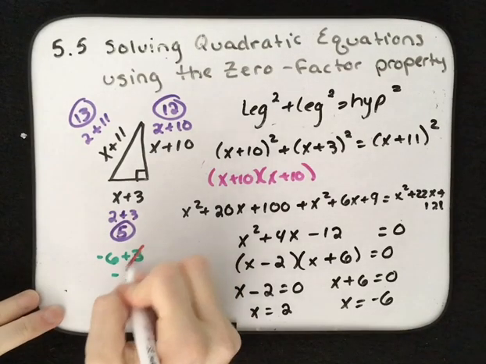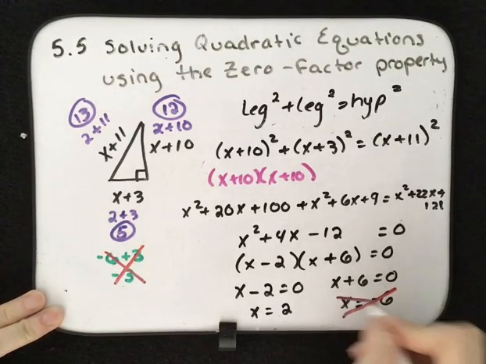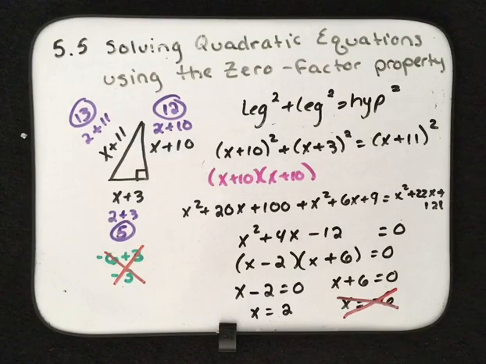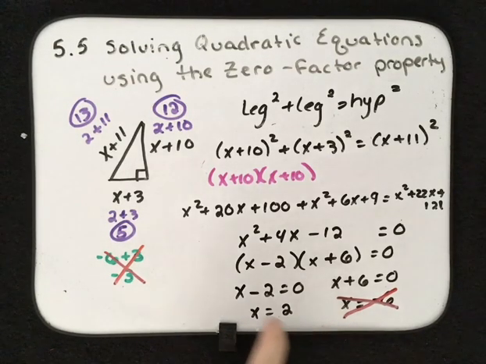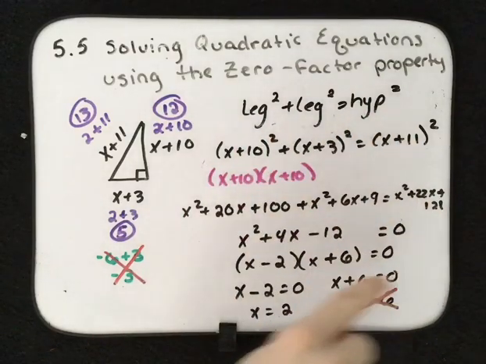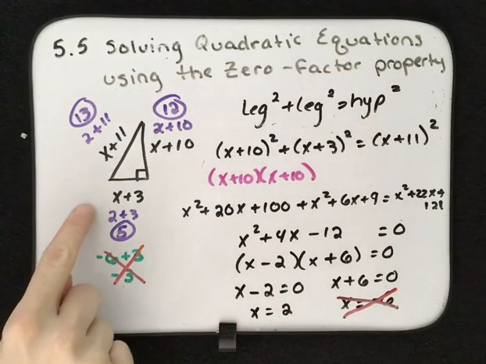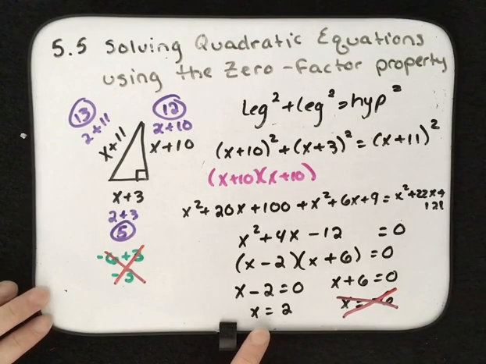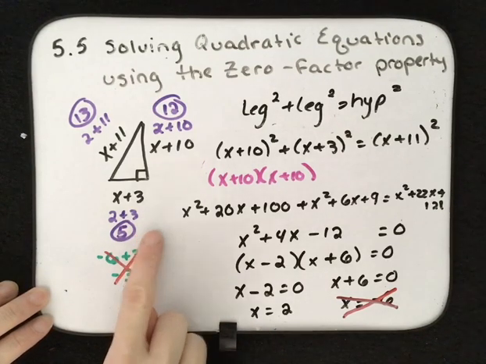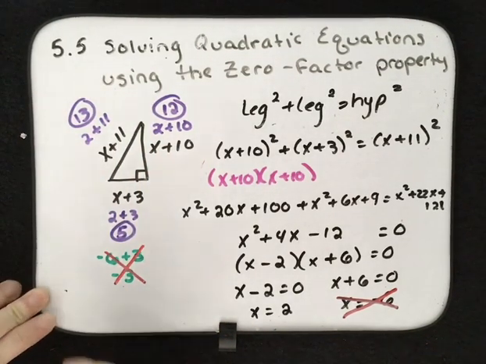So that means this won't work. In the context of our question, x equals negative 6 is not a valid solution. In the context of our calculations, yes, it works, but it does not work in the context of the parameters for this question. So in this case, our solution is just x equals 2, and the lengths of the sides are 5, 12, and 13. Let's try again.